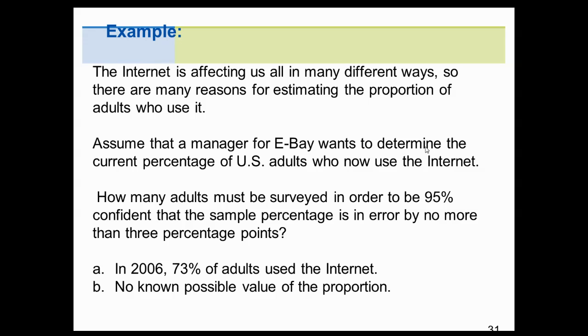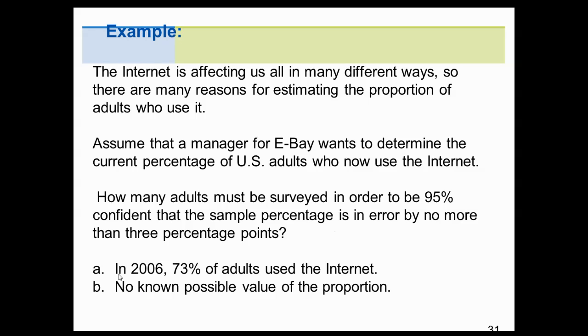The internet is affecting us all in many different ways. There are so many reasons for estimating the proportion of adults who use it. Assume the manager of eBay wants to determine the current percentage of U.S. adults who now use the internet. How many adults must be surveyed in order to be 95% confident that the error is no more than 3 percentage points?